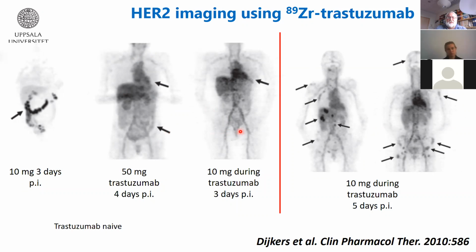The same effect took place when the imaging was performed at the same time as treatment with trastuzumab. Again, activity was distributed throughout the body, and a number of metastases were visualized 5 days after injection. Well, it's a full-length IgG, so the contrast was not extremely high.